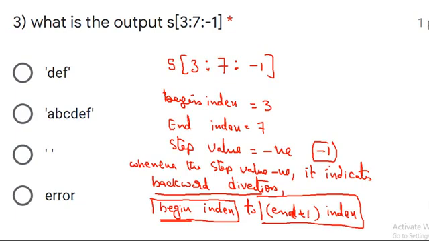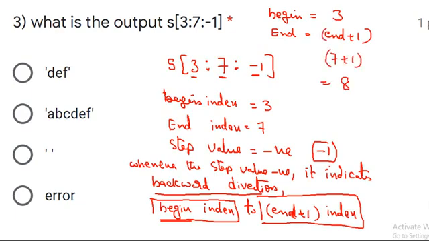So can you say what this is? Here this is the begin index and this is the end index. What is the step value? Negative. So what is the begin index? The begin index is always 3 only. What is your end? That means end plus 1. What is your end? 7. 7 plus 1 is 8. That means you have to traverse from 3 to 8.